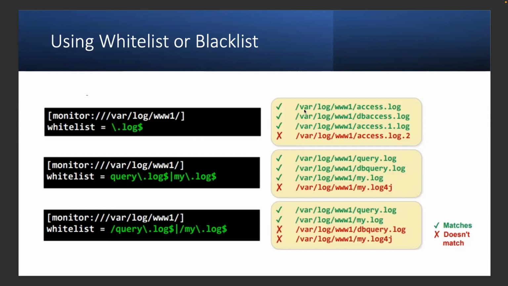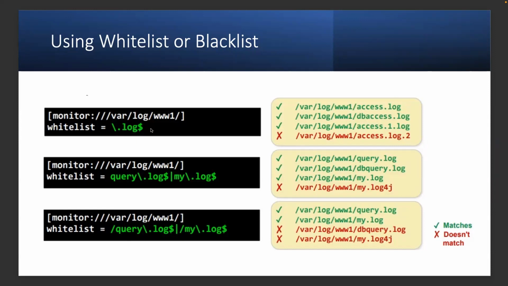So it does not care as long as we are in this path ww1. It captures all of the .log files. This one says access.1.log. See, it captures access, it captures DB access, it captures access.1.log as long as it ends in .log. This one ends in .log.2, meaning the .log is not the ending, so that's why it didn't capture this. It's capturing these, anything that ends in that.